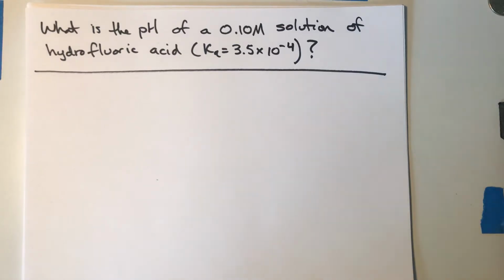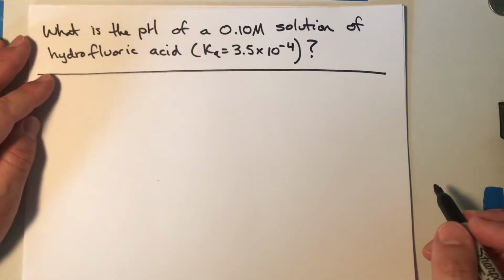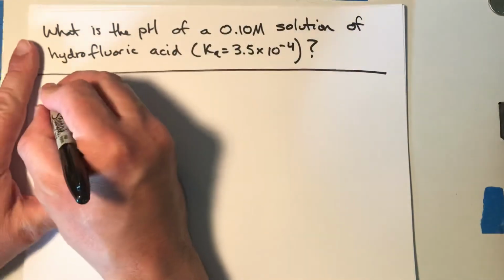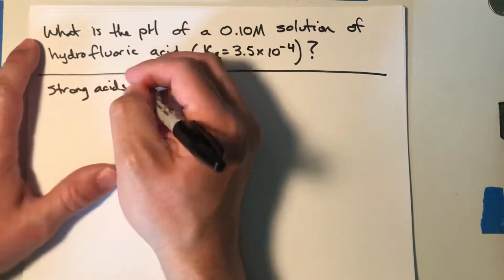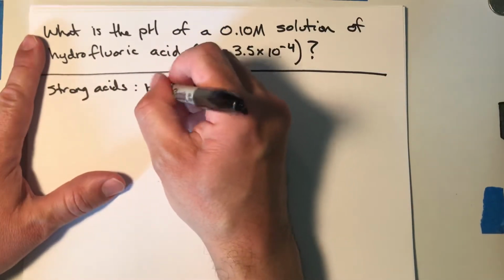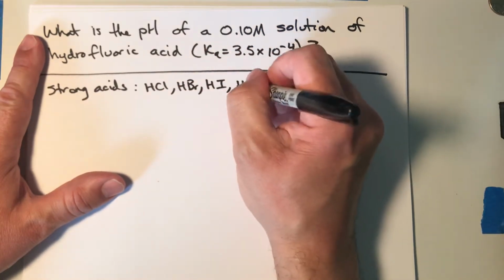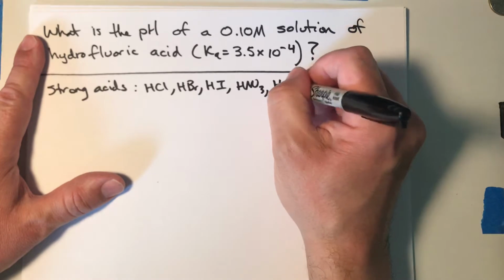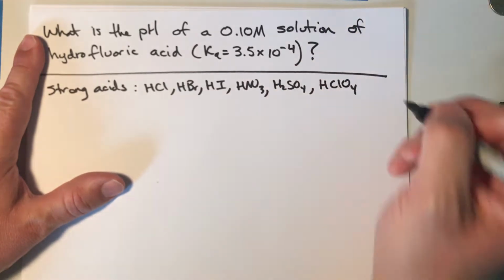We're going to look at solving a problem involving the pH of a weak acid solution given just the Ka and the molarity. Remember that we don't have to do very much if this had been a strong acid. Remember the strong acids, everyone has their own list, but this is the one that we use: hydrochloric, hydrobromic, hydriodic, nitric, sulfuric, the first hydrogen only, and perchloric acids.